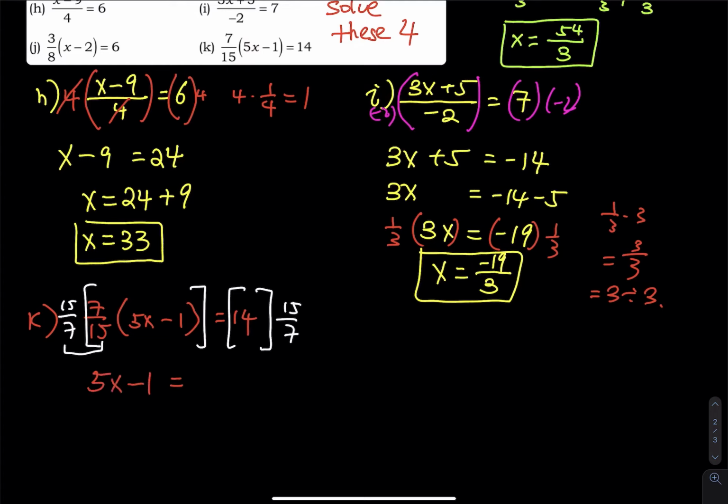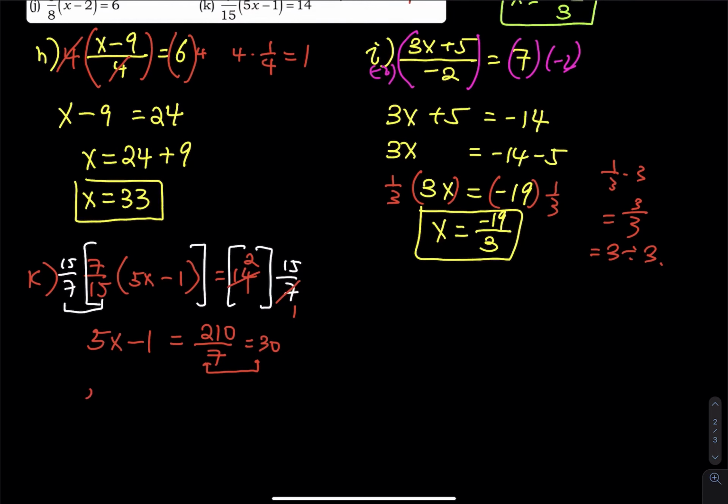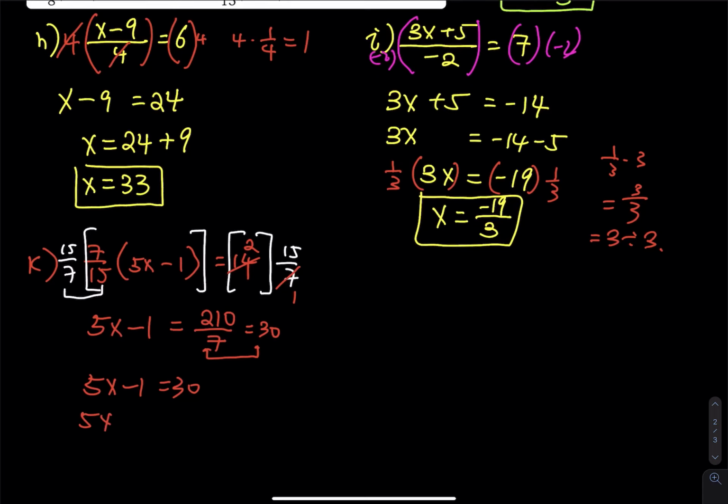And then 15 times 14, so 14 times 15 equals 210. So we have 210 divided by 7, or you simplify first. 7 divided by 7 is 1, 14 divided by 7 is 2. So 2 times 15 equals 30. So 210 divided by 7 is the same thing as 30, right? These two numbers are exactly the same. Then you have 5x minus 1 equals 30. You add 1 on both sides. 30 plus 1 is 31, and then 31 divided by 5 is your final answer.